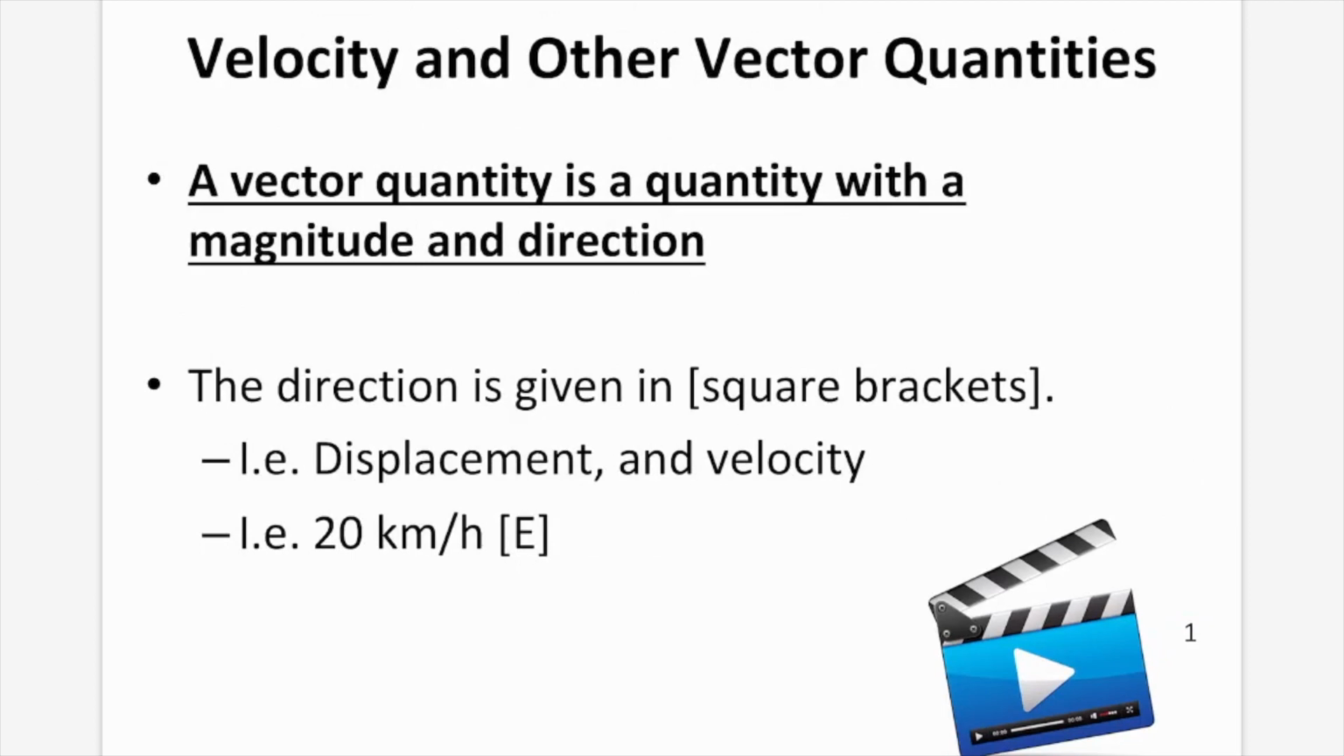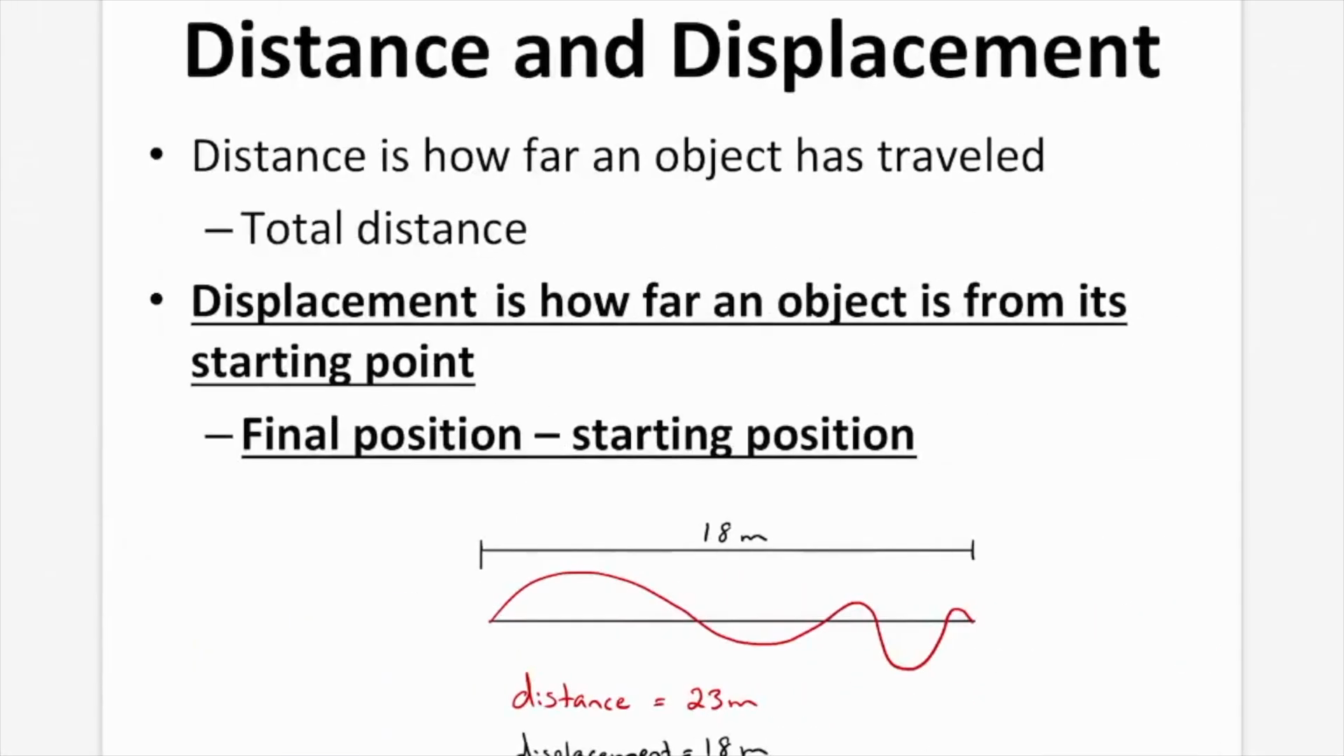Velocity and other vector quantities. A vector quantity is a quantity with a magnitude and direction. We talked about scalar earlier. A scalar quantity is simply one with magnitude, but a vector has both magnitude and direction. So for instance, displacement and velocity are both vector quantities, and an example of a vector quantity would be 20 kilometers per hour east. The fact that it says east, with our direction, that makes it a vector quantity.